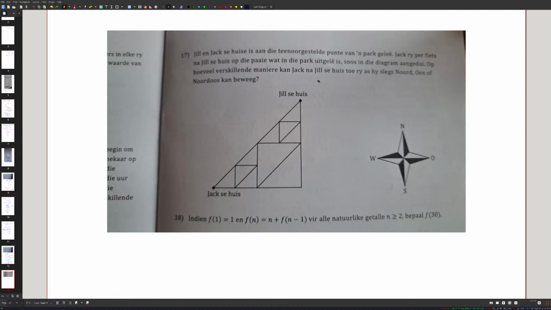So if you haven't seen this kind of thing before, the general way to approach this is for each of these points, work out how many ways there is to get to that point.